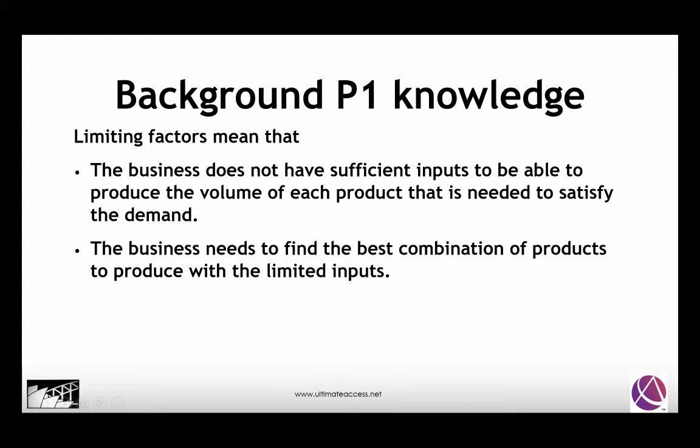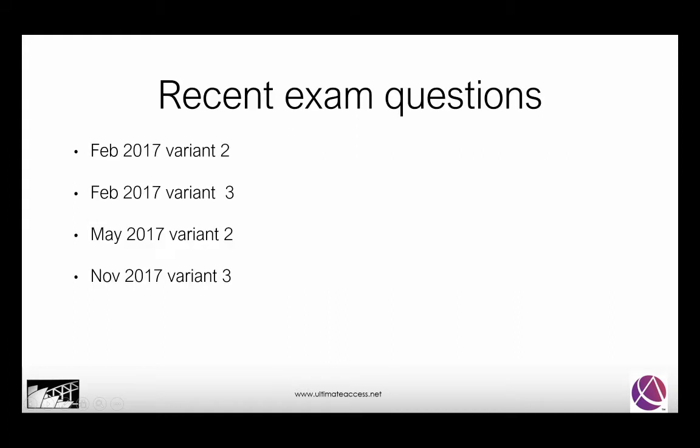A limiting factor means that the business does not have sufficient inputs to be able to produce the volume that it could sell, so that there's enough demand for several different products and they don't have enough inputs to produce them all. So the business needs to find the best combination of products from those limited inputs.